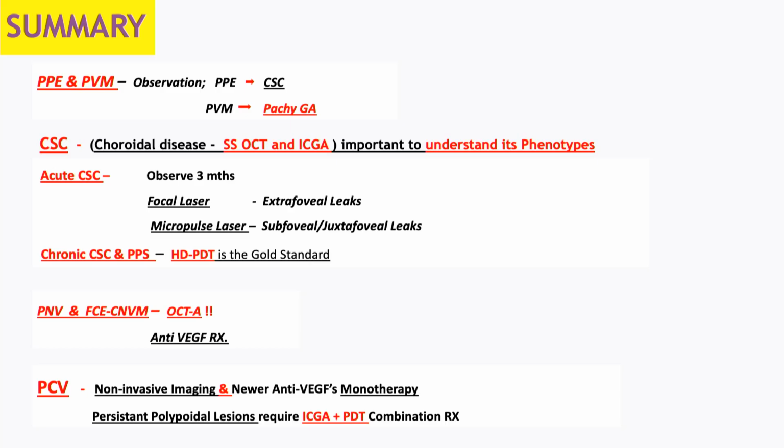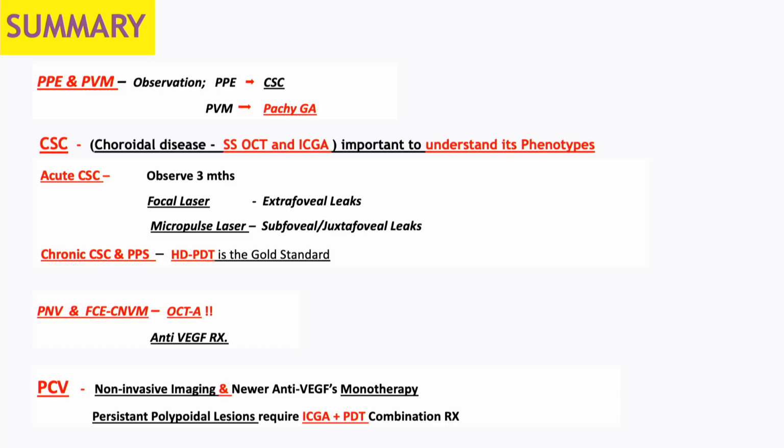To summarize, it is important to understand the imaging criteria of pachyepitheliopathy because these patients can develop CSC. Pachyvitelliform maculopathy needs very careful follow-up. They can proceed later to pachychoroid geographic atrophy.